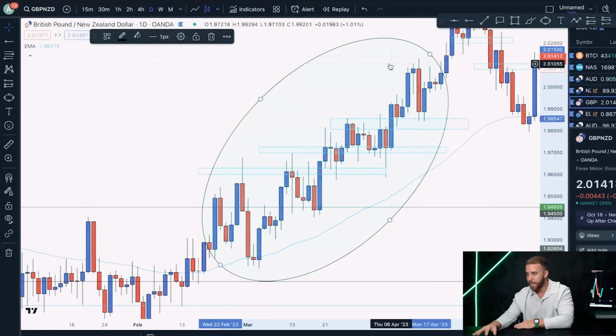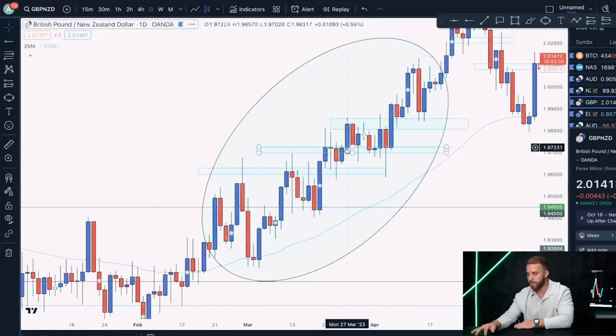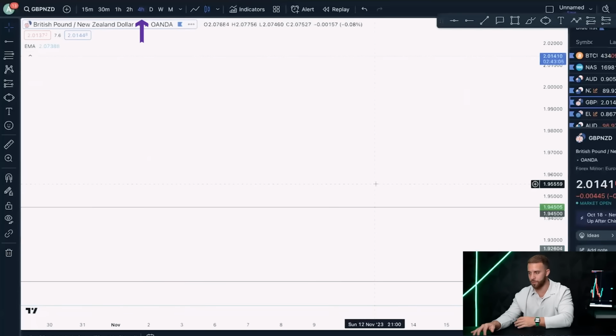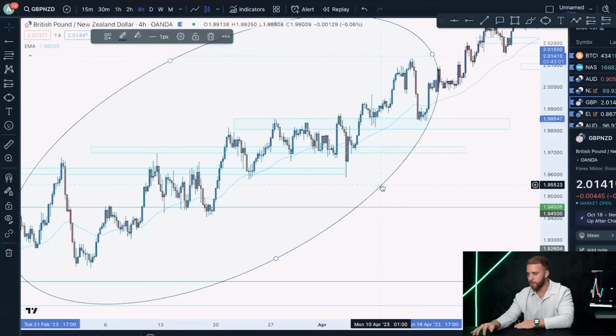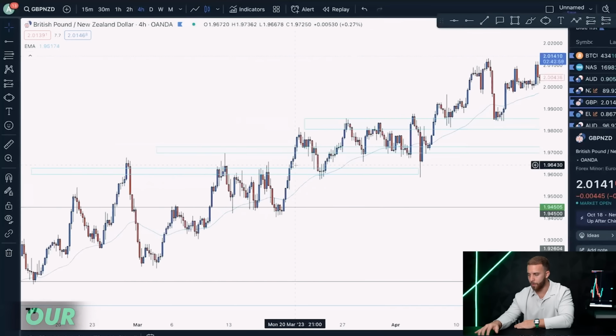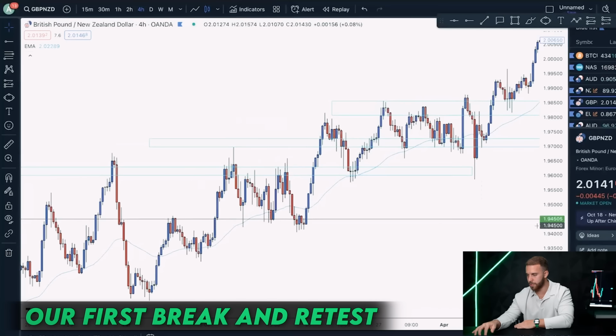I just popped it up. I literally have this zone right here. So we're just going to see all of these breaks and retests and see how we could have gone in on every single one of these trades. For example, let's go down to the 4 hour. If we scroll left, we can see this example right here. This is a perfect example of our first break and retest, which is this trade right here.